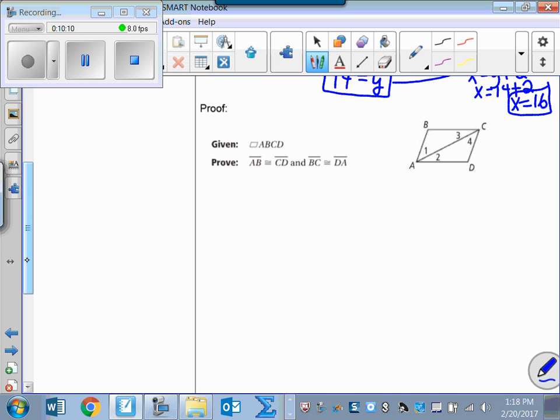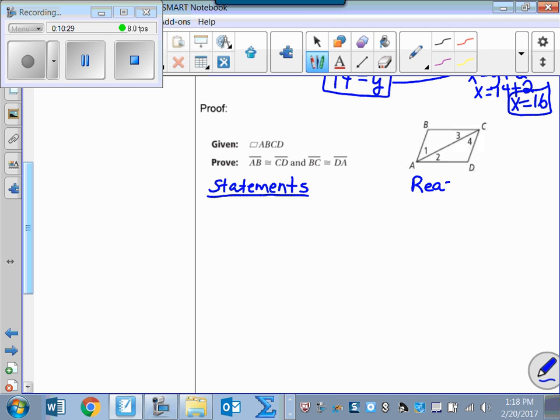Okay, now we got a proof. And we're proving one of the theorems. We're proving the theorem that says opposite sides of a parallelogram are congruent. So we can't use that theorem. Okay, been a little while since we've written a proof. Boy, I've missed it and I know you have too.